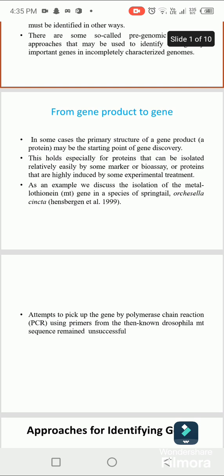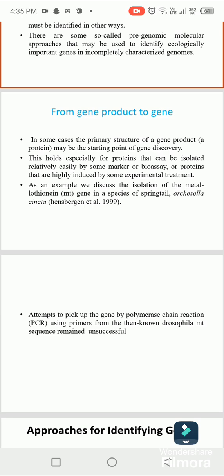In some cases, the primary structure of a gene product, a protein, may be the starting point of gene discovery. This holds especially for proteins that can be isolated relatively easily by some marker or bioassay, or proteins that are highly induced by some experimental treatment.